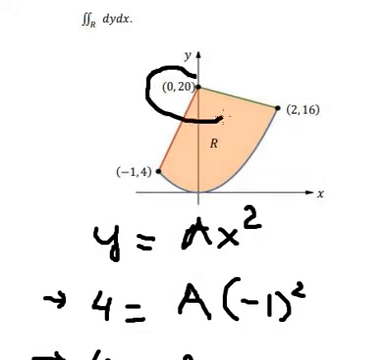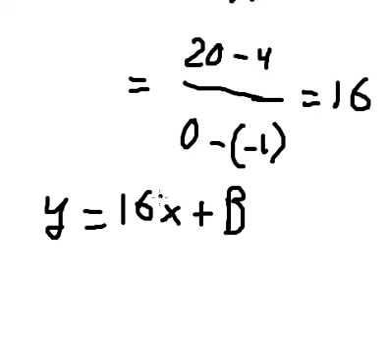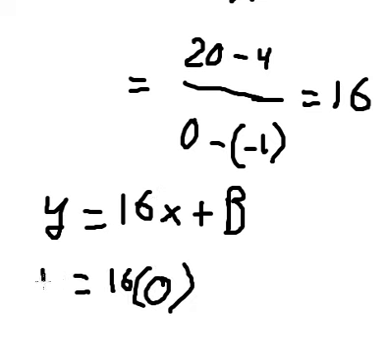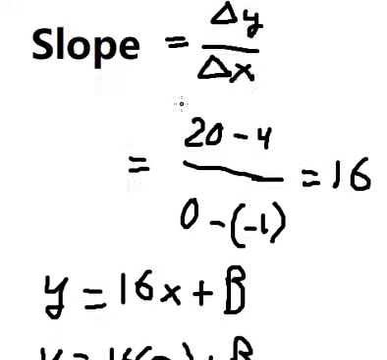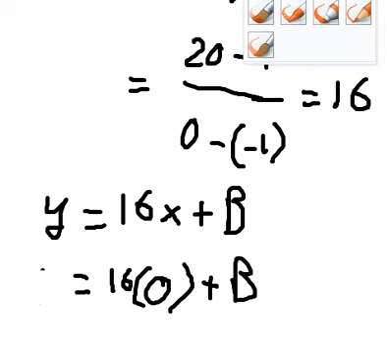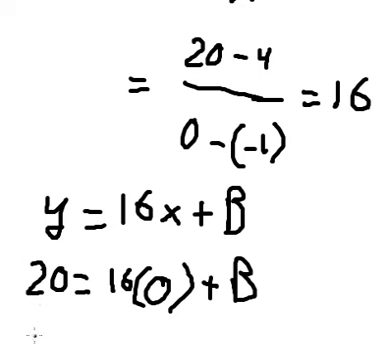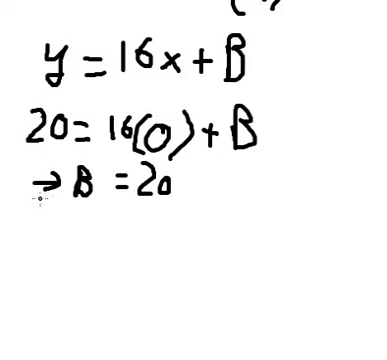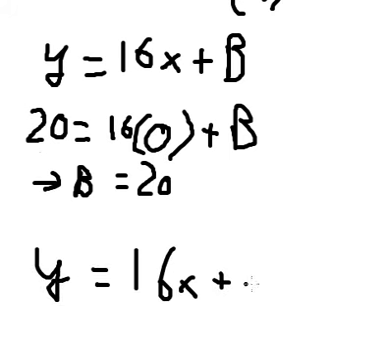Now I will choose this point here because we have 0. When x equals 0, y equals 20. So we put 0 in here, and y in here is 20. If we simplify, you get b equals 20. So y in here equals 16x plus 20.